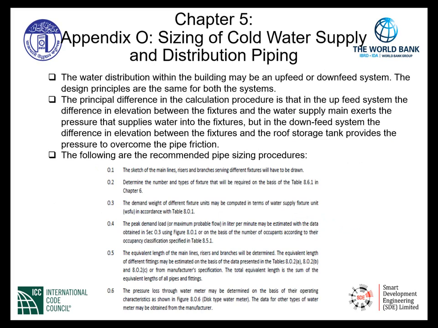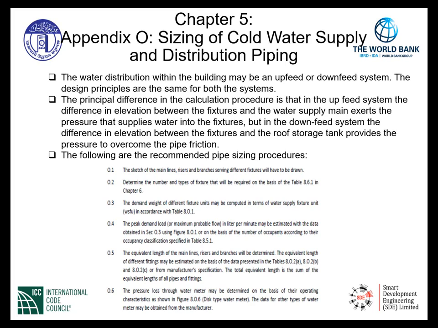As directed in section 5.8, Appendix O gives us requirements for sizing of cold water supply and distribution piping. The water distribution within the building may be an up-feed or down-feed system. The design principles are the same for both the systems.